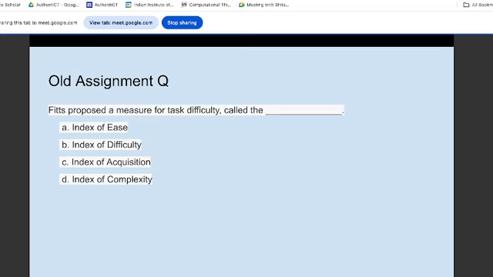Next, we go to another question. Fitts proposed a measure of task difficulty called as. We just saw the equation. It is the index of difficulty.